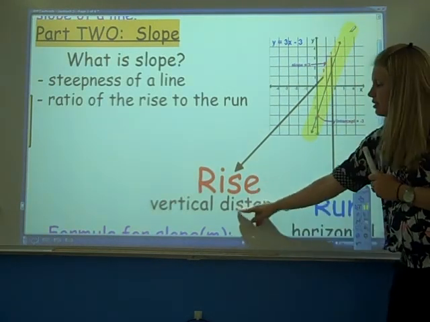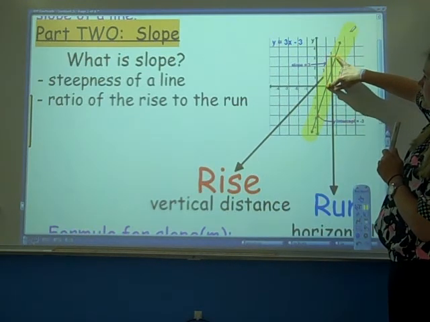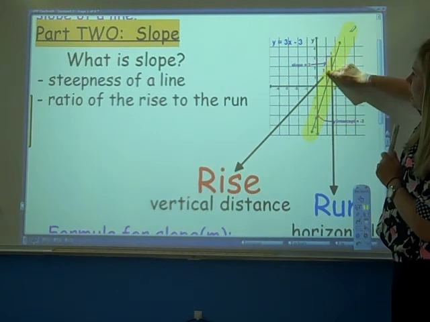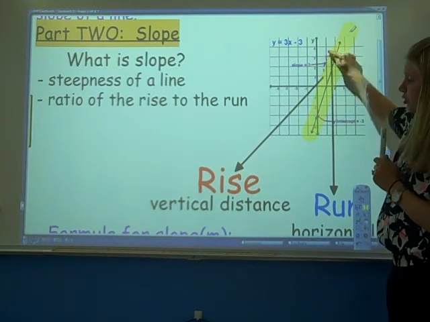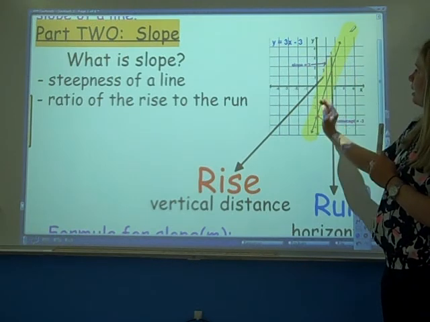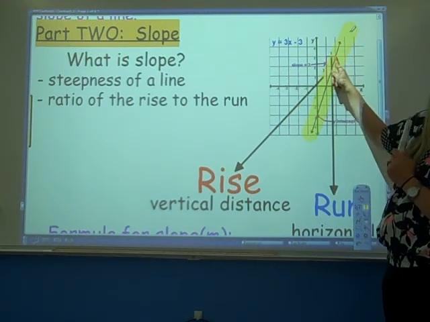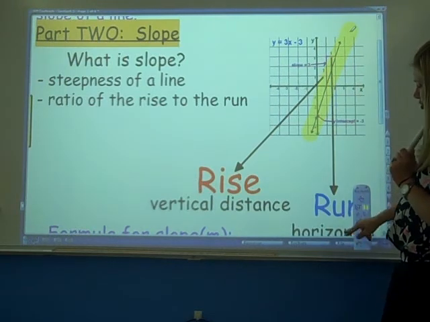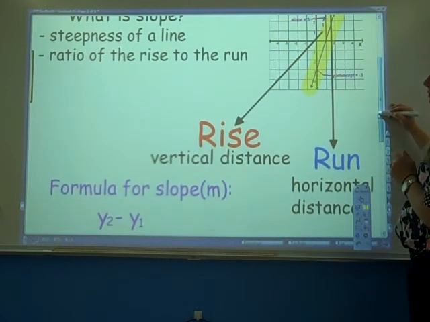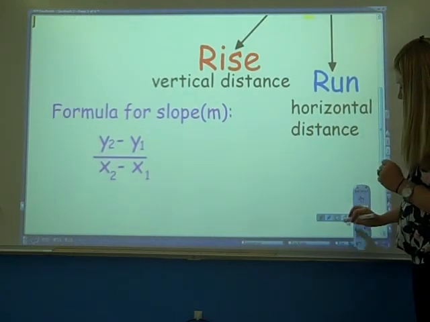The rise is the vertical distance. So from this point to go to this ordered pair, they're going up 3. Okay, so your rise, your vertical distance is 3. And your run, going from this point to that point, you're only going over 1 to the right. Your run is your horizontal distance. Okay?